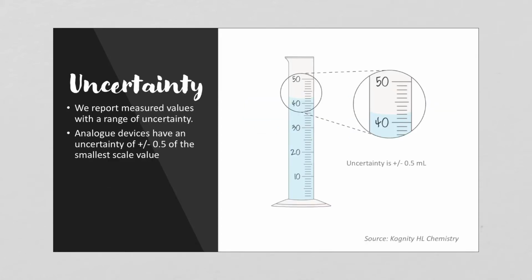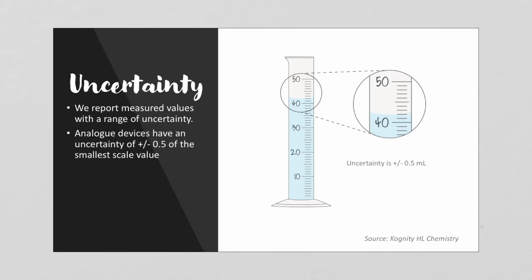So when we take measurements, we need to report the uncertainty of the device. So we report measured values with a range of uncertainty. So an analog device, so that would be a graduated cylinder, something that doesn't give a digital output. A voltmeter would be another example because that has an analog scale as well. They have an uncertainty of plus or minus 1/2 of the smallest scale value.